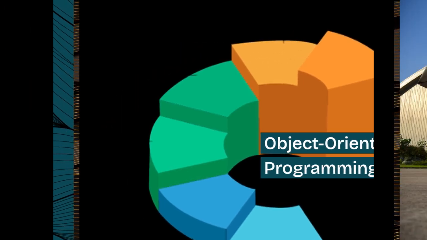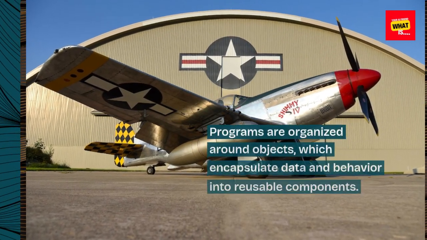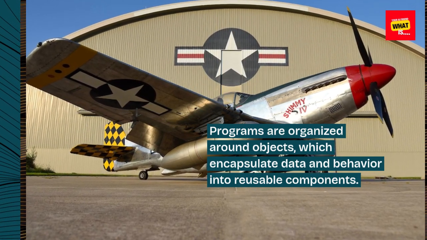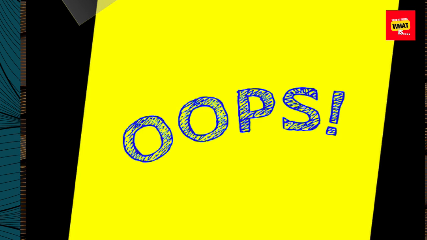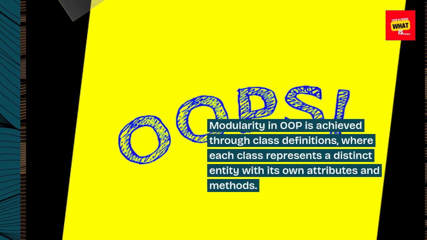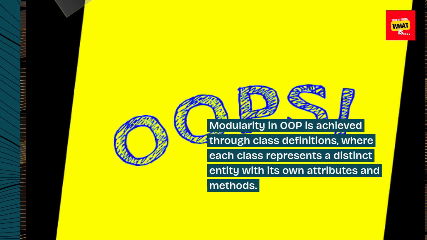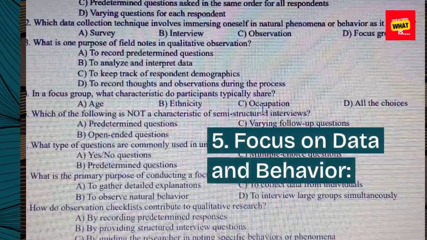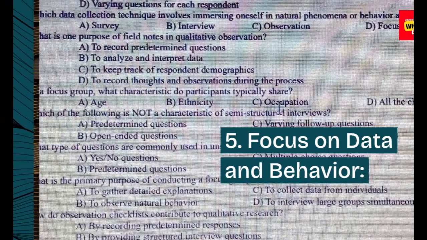Object-oriented programming, OOP. Programs are organized around objects, which encapsulate data and behavior into reusable components. Modularity in OOP is achieved through class definitions, where each class represents a distinct entity with its own attributes and methods. 5. Focus on data and behavior.